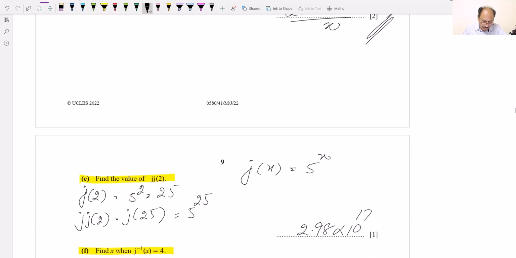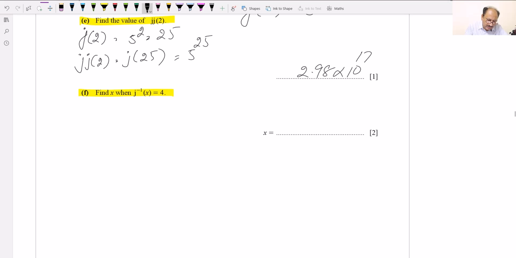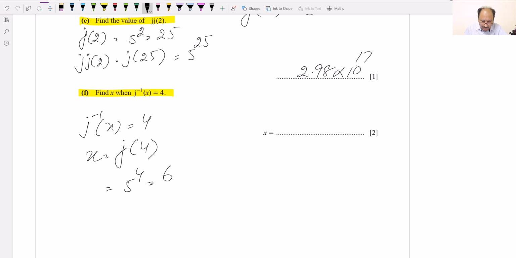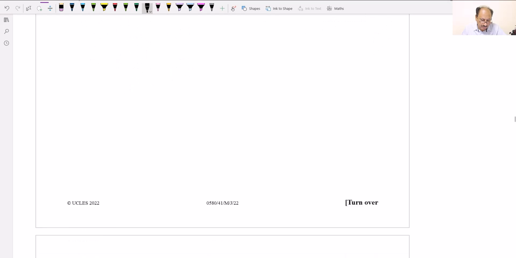So what we can do, they are saying j inverse of x is equal to 4. No need to calculate, we can use this method. j inverse of x is equal to 4, and we can write x will be equal to, we will shift this j inverse to the other side, so this will be equal to j of 4. And j of 4 will be what? 5 raised to the power 4, which will be equal to 625, and 625 will be our answer for 2 marks. Hopefully you got this.